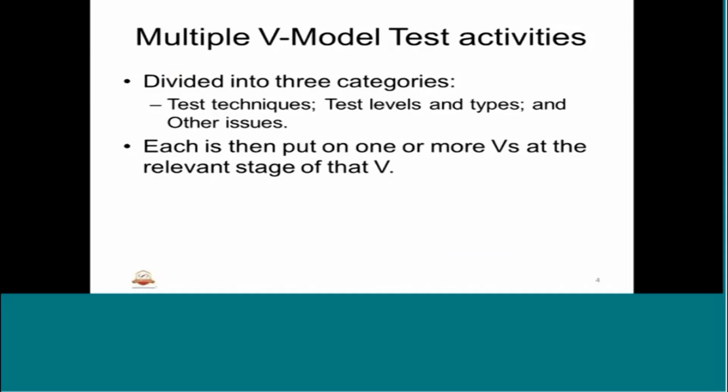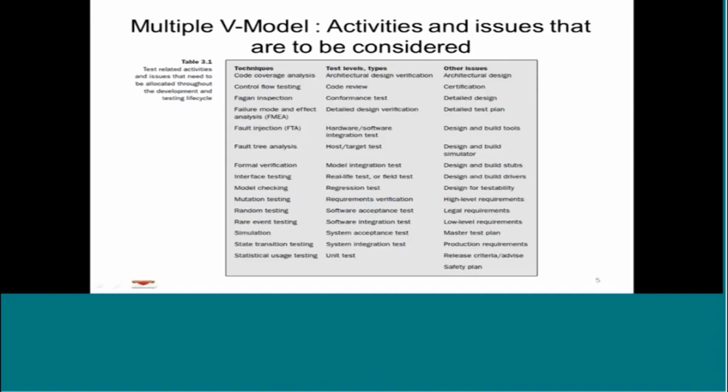Each is then put in one or more V's at the relevant stage of it. That means we will identify all these categories, then we will apply them to each of these V's. So that is how it has been done for a test cycle. We will study each of these 3 categories. You can see this table: techniques, test levels, types, other issues.